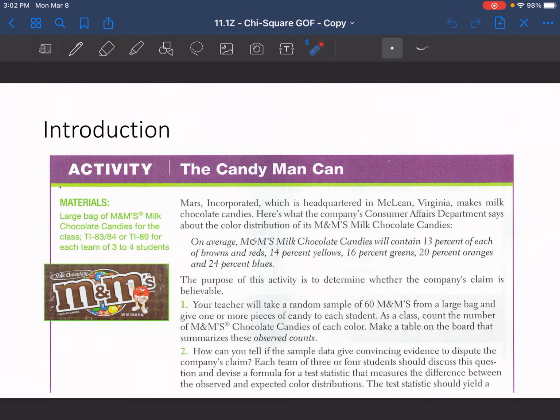So in this example, Mars Incorporated, which is headquartered in McLean, Virginia, makes milk chocolate candies. Here's what the company's Consumer Affairs Department says about the color distribution of its M&M's milk chocolate candies. On average, M&M's milk chocolate candies will contain 13% each of browns and reds, 14% of yellow candies, 16% of green candies, 20% of oranges, and 24% of blue candies. And so our goal here is to perform a chi-squared test based off of this.